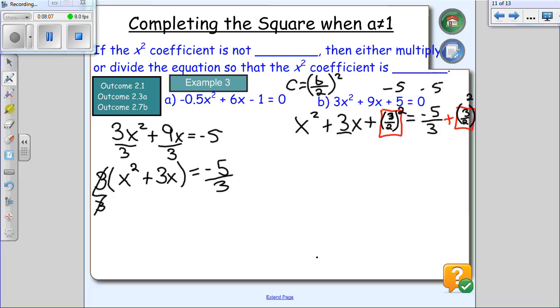Because 3 over 2 plus 3 over 2 is just 3. 3 over 2 times 3 over 2 is 3 over 2 squared. There's a reason why we use what we use. Because it works out. So we can factor this to be x plus 3 over 2 all squared. It's equal to, and we still have that kind of ugly number.